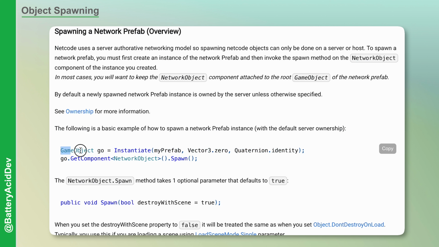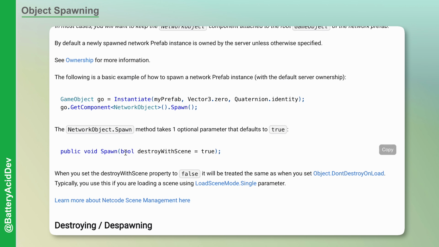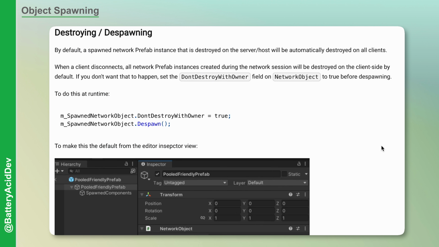Once you instantiate the object, you need to call spawn to activate it within the scene to enable synchronization. The spawn function also takes a parameter that lets you set whether or not you want the object to be destroyed upon scene change. By default, despawning an object on a server will automatically destroy it on all clients. In the case of a client disconnect, all network prefabs created during the session will be destroyed across the clients as well. If you want to prevent this, set the don't destroy with owner property to true. This can be done programmatically or through the editor.